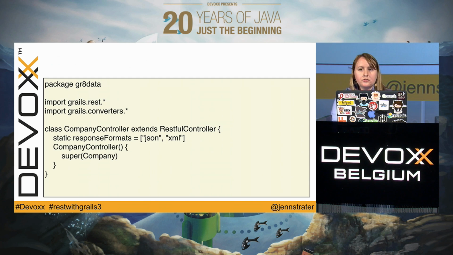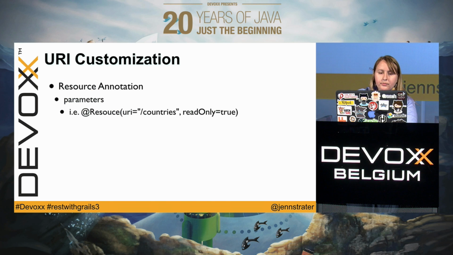So here's what the generated RESTful controller looks like. The company controller is going to extend the Grails RESTful controller. I get the standard formats, again, JSON and XML. It looks very similar to what the @Resource annotation was doing, but it gives us a lot more control. In this constructor, it's going to call super, but we can also override any of the other methods in here too. So there's a lot of customization that we can do from here.